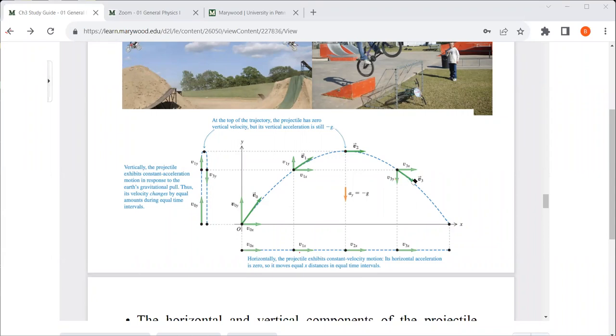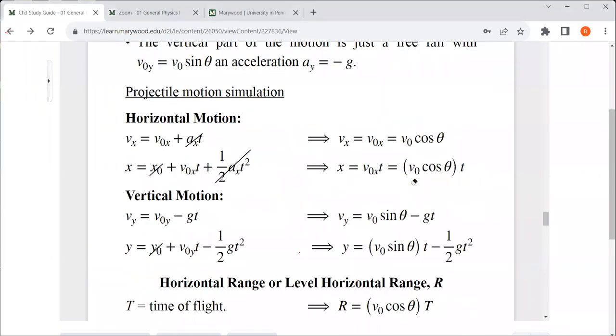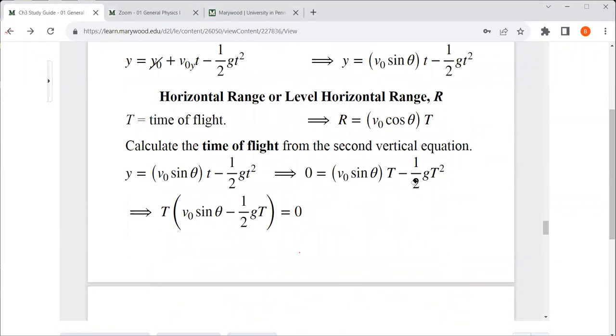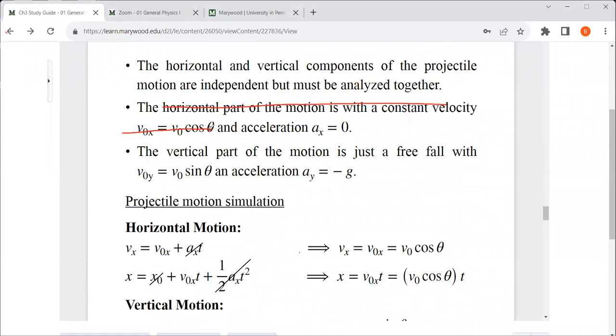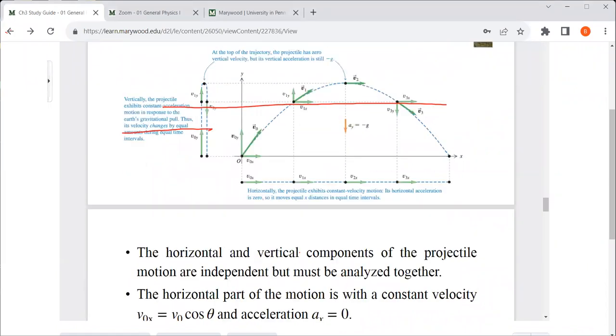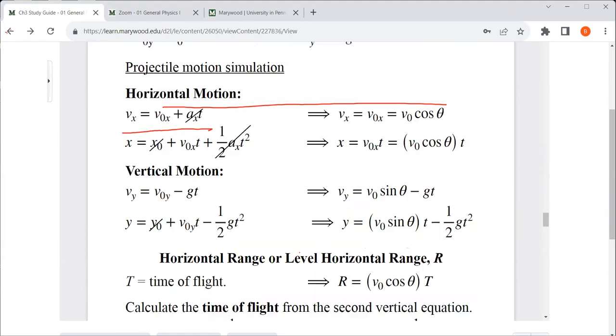Okay. The next thing I'm going to tell you is the horizontal level range, or horizontal range. We use R for horizontal level range, and for the time of flight we use the symbol T. Time of flight means the time it takes to go from the initial point to the final point, the time it is in the air.